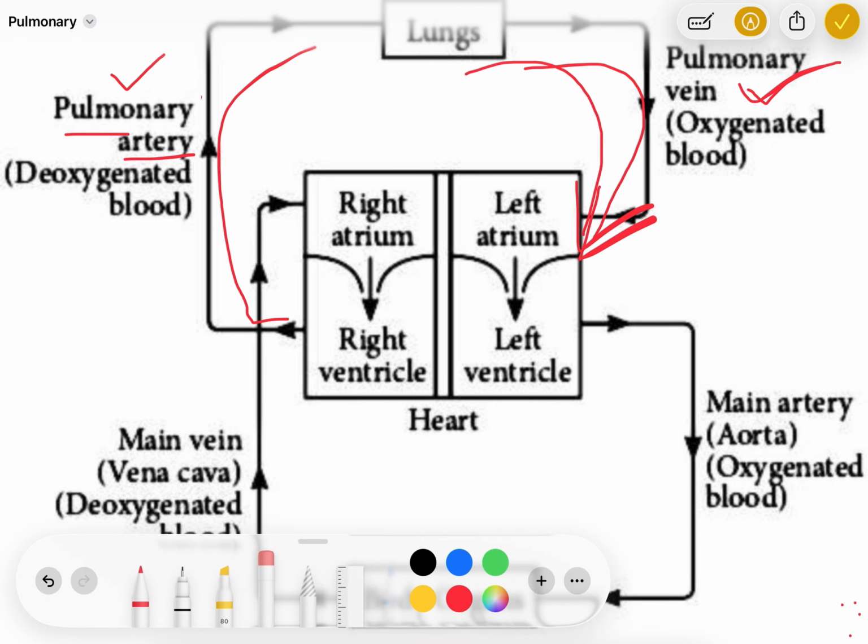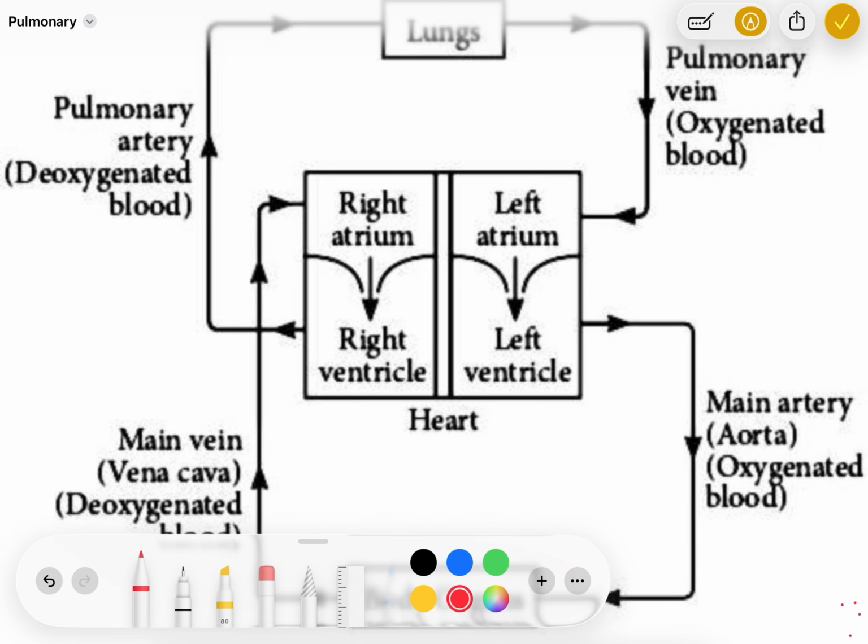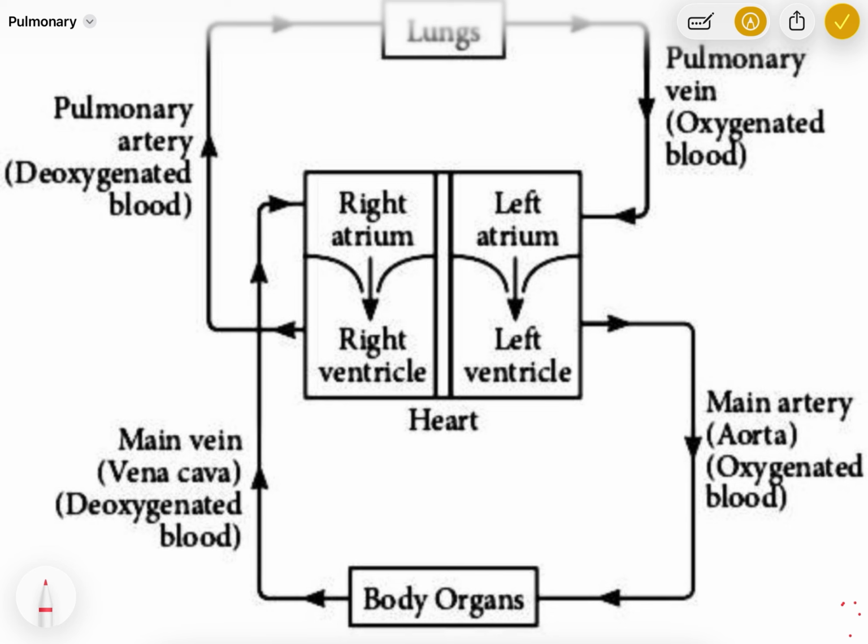So this is the main point to remember. So why they named it this specific way, this is the reason: arteries carry the blood away from the heart, veins carry the blood towards the heart. So అందుకే the pulmonary artery carries the deoxygenated blood, and the pulmonary vein carries the oxygenated blood.